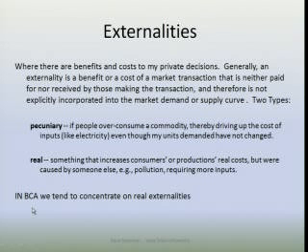We really deal with what are real externalities, something that increases consumers' consumption costs or producers' real costs, but they're caused by somebody else, like pollution, something requiring more inputs. So we want to pay attention to externalities. In benefit cost analysis, we concentrate on real externalities.